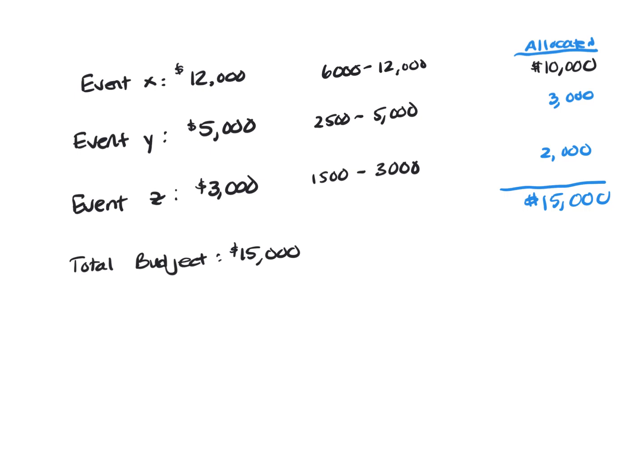What I've written in black is what is given. So each event X asks for $12,000, and event Y asks for $5,000, and event Z asks for $3,000. And the problem says it will get somewhere from half the amount to the full amount. So that means $6,000 to $12,000 for event X, $2,500 to $5,000 for Y, $1,500 to $3,000 for Z.